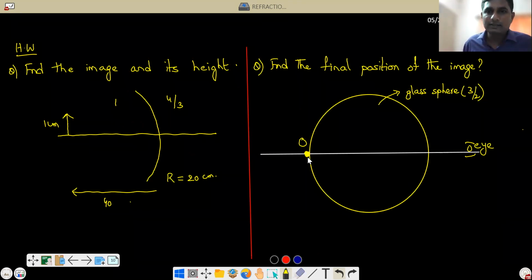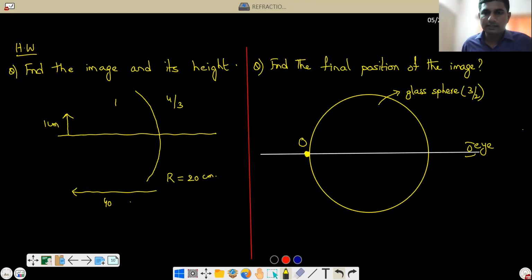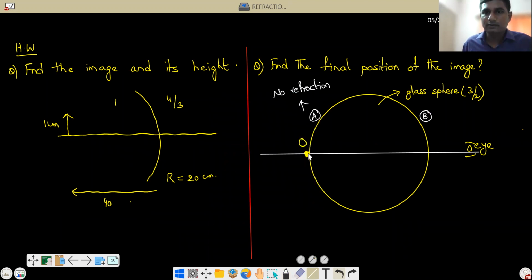Always remember, the incident rays will always start from the object. So now since the object is on this boundary itself, we should not take refraction here, according to that note which I told. Suppose this is surface A, this is surface B. At this surface A, there is no refraction. So now the incident rays will be going from here, like this only. Like this one ray.